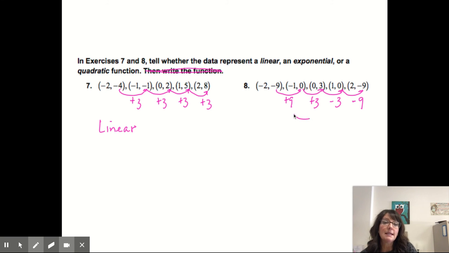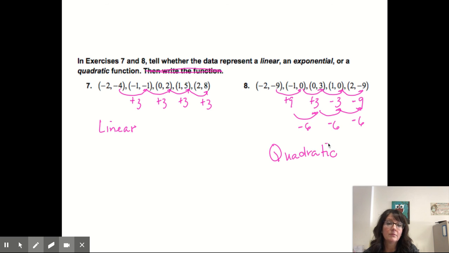So let's check the second difference. From +9 to +3 is subtracting 6. From +3 to -3 is subtracting 6. And from -3 to -9 is subtracting 6. Since there's a constant second difference, this is quadratic. Okay, should be easy peasy.